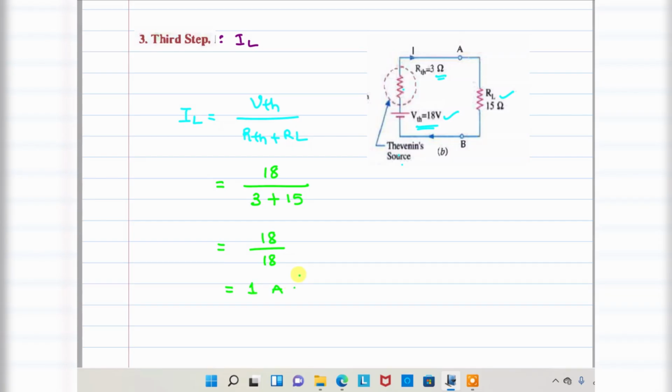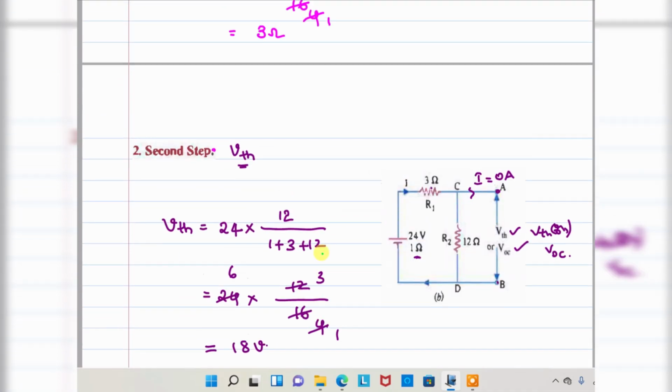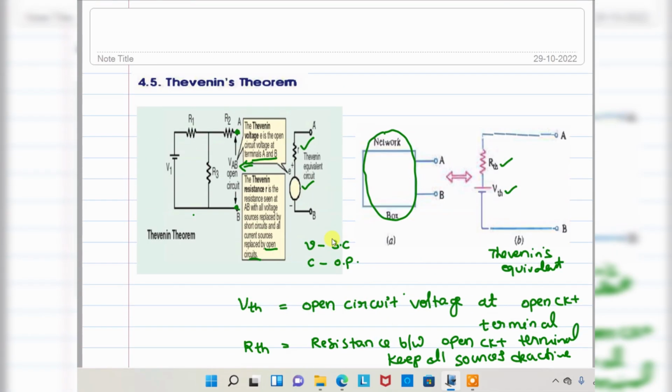So the load current is 1 ampere. This is about Thevenin's theorem. For your understanding purpose, I explained step by step. In the examination, within 1 minute you can do the solution.